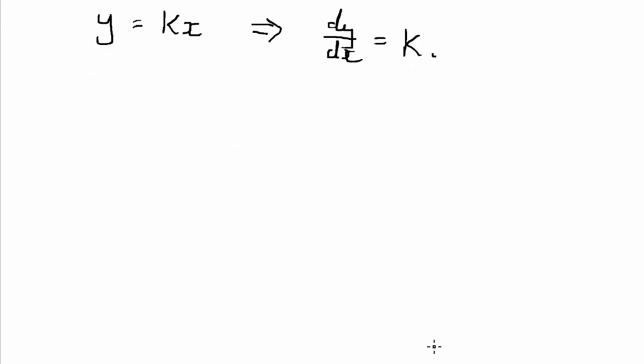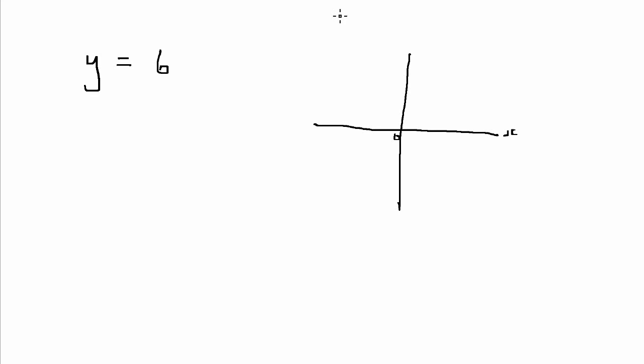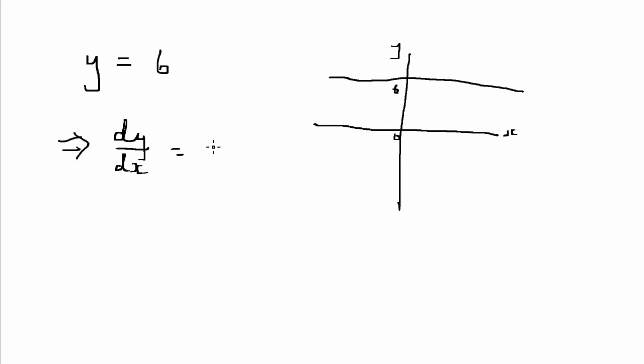Final special case. What if we just had y is a number, like y is 6? Well, think about what the graph of that will look like. If that's your origin on an x, y graph, then if this is the line y equals 6, how steep is that line? What is its gradient? Well, it's parallel to the x-axis. Its gradient is 0. That means, therefore, that dy/dx in this case is 0.